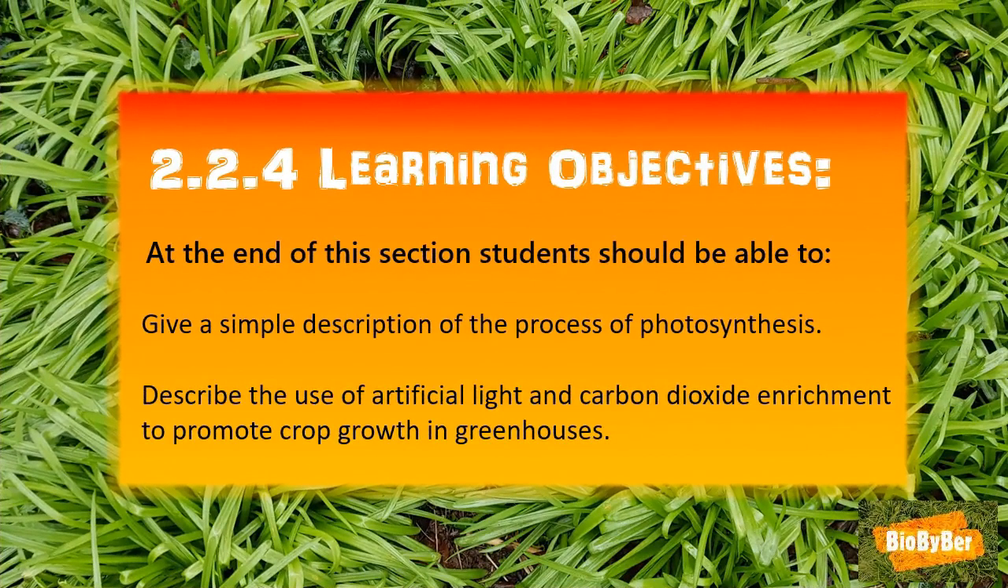Now that we've reached the end of our lesson, have we achieved our objective? Can you give a simple description of the process of photosynthesis? Can you describe the use of artificial light and carbon dioxide enrichment to promote crop growth in greenhouses?